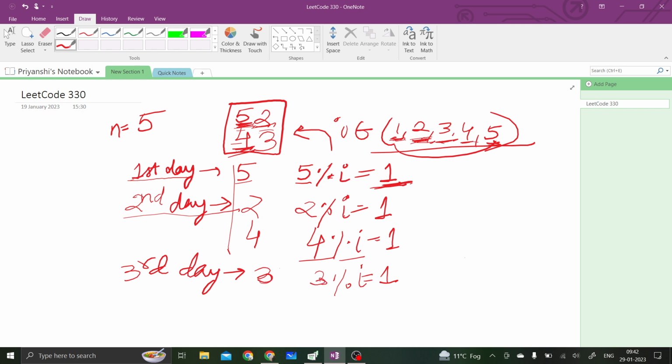For 3 4 5, not possible. So these are the distinct numbers. Now we have to perform this operation for 10 raised to the power 9 days, right? So it makes no sense to move further from the third day for this test case, because we'll be using these numbers only to produce the result, and we have done that already. So by the third day we have got our answer, and we only have to calculate the distinct numbers. So the distinct numbers are 4 in this case.